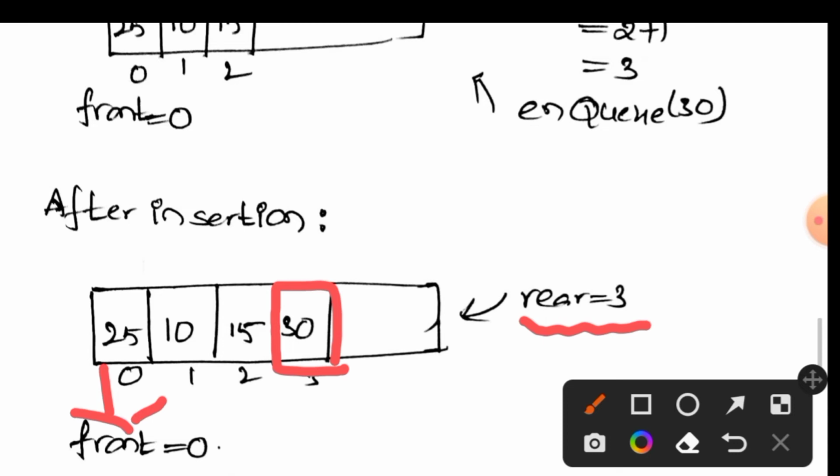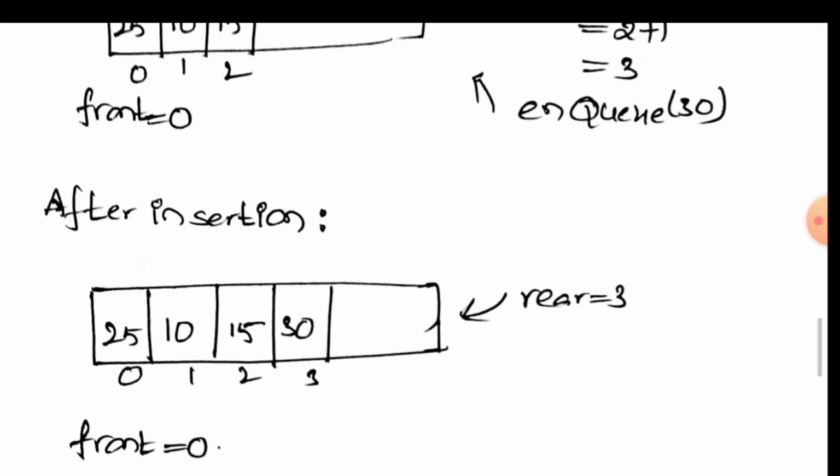So here if you want to insert any element in the queue data structure, first we have to insert the element at 0 position. After inserting the element at 0 position, we have to increment the rear value by 1. Like this we have to insert the elements in a queue data structure.